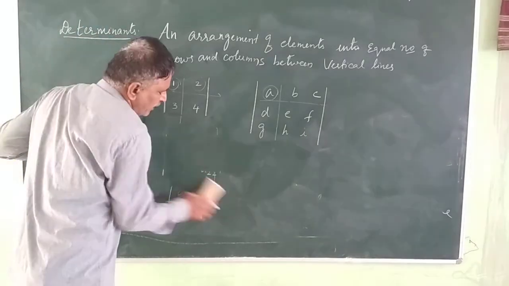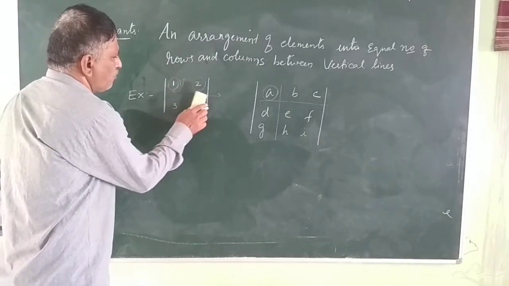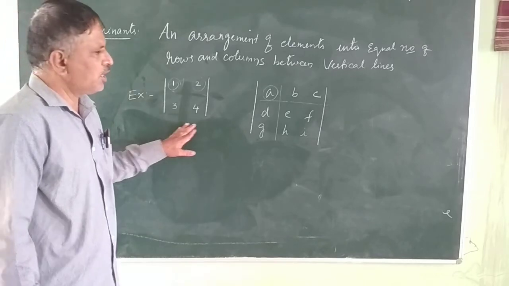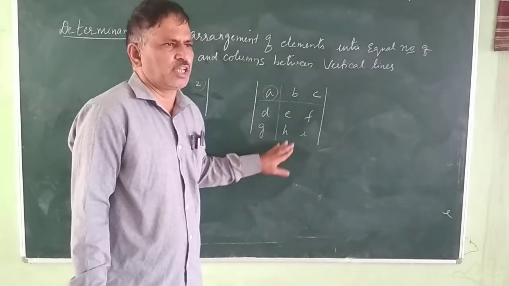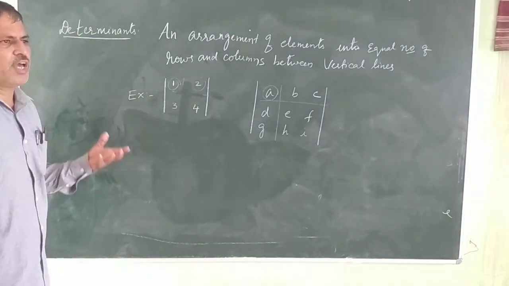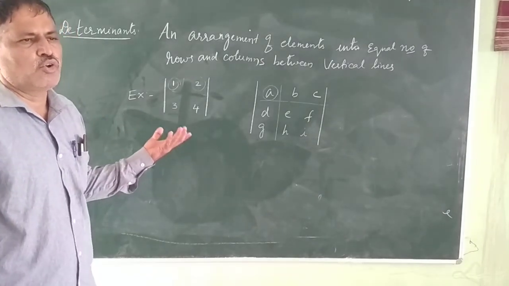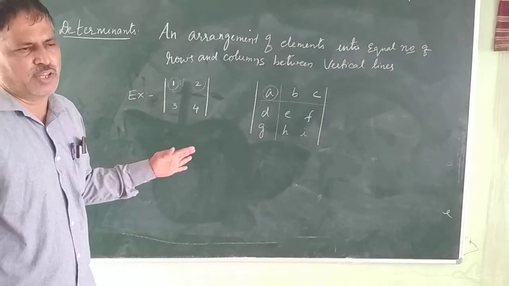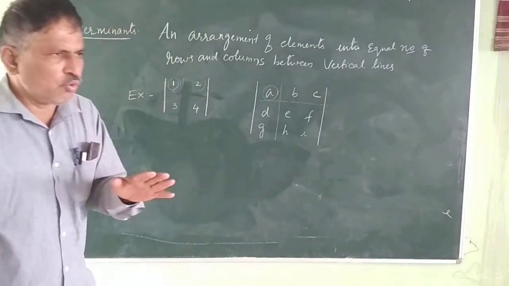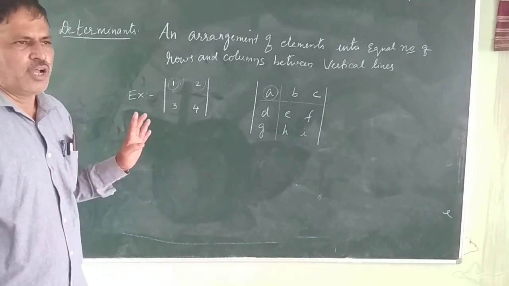Now with these two examples, I can tell that this is the definition of a determinant, where the elements are arranged in 2 rows and 2 columns. Here also the elements are arranged in 3 rows and 3 columns, and all the elements are present between the two vertical lines. If they are present between square brackets, then it is called a matrix. If it is present between two vertical lines, and that should be a square, then it is called a determinant. By this we can tell that there are two types of determinants.